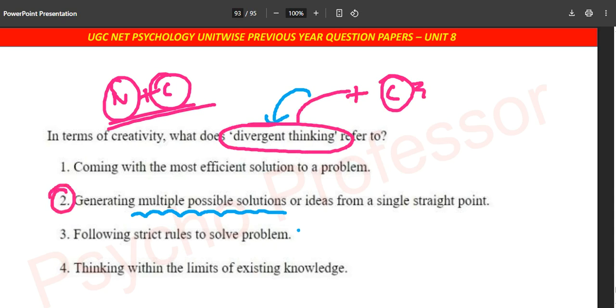Following strict rules to solve a problem? No, we are not going to solve with strict rules. Thinking within the limits of existing knowledge? No. Coming up with the most efficient solution to a problem? No. Okay, we are talking about convergent thinking and divergent thinking, given by whom?